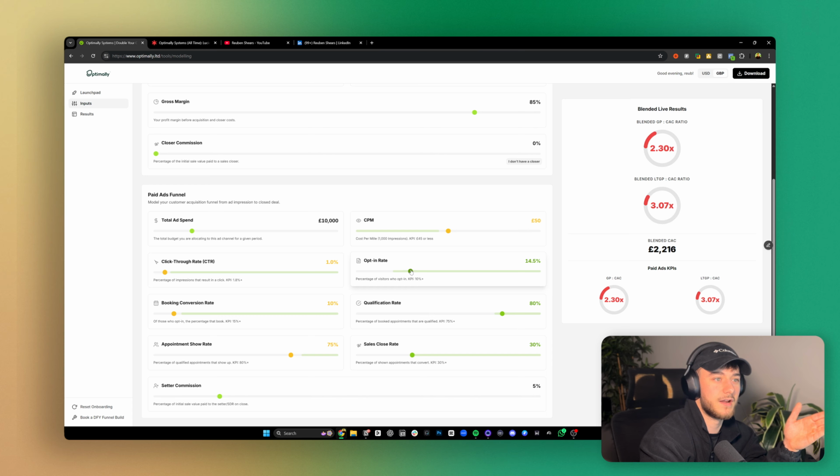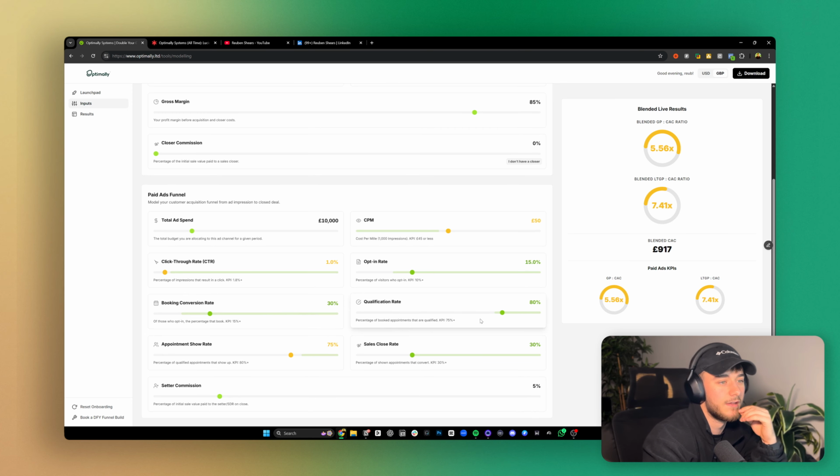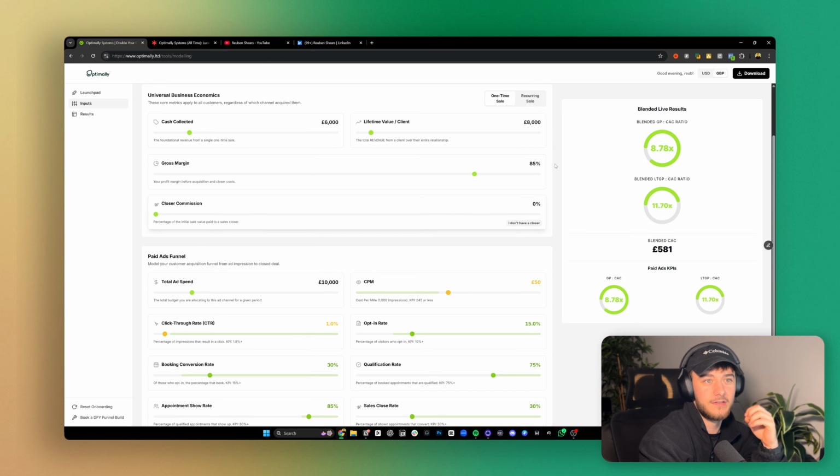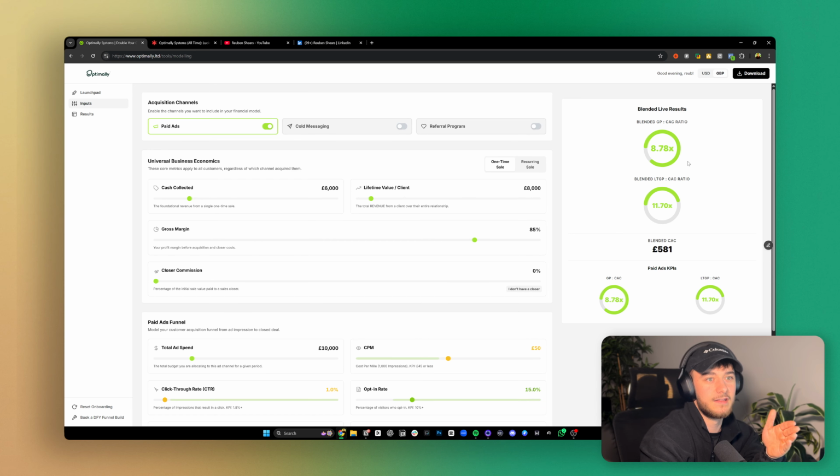I want my opt-in rate to be 15%. I want my booking conversion rate to be 30% of the opt-ins if I actually phone them up and dial them. Qualification rate, we'll put that at 75, so 3/4 of the leads coming through. Show rate, let's get it to 85, because I've seen that in the past with my cold stuff already. And my close rate at 30%, and then no set commission. You can see that on the right-hand side, that is looking very, very healthy at the moment.